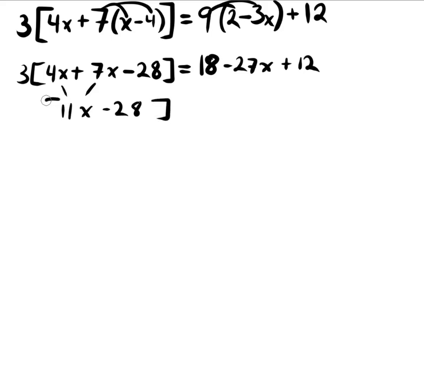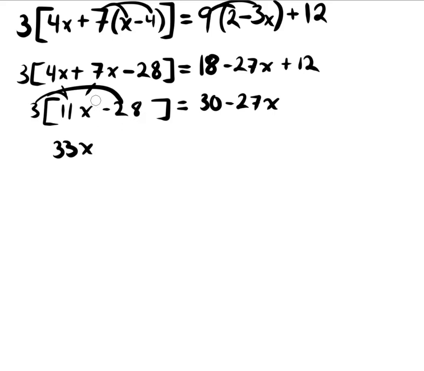11x minus 28. I have 3 times that is equal to, in this case here I have 18 plus 12, which is equal to, once again combining like terms, right? 18 plus 12 is equal to 30. So I have 30 minus 27x. And I can take now and finish distributing on this side. So I'm going to distribute the 3 into the 11x and into the negative 28. So I have 3 times 11 is 33x. And then I have 3 times a negative 28.